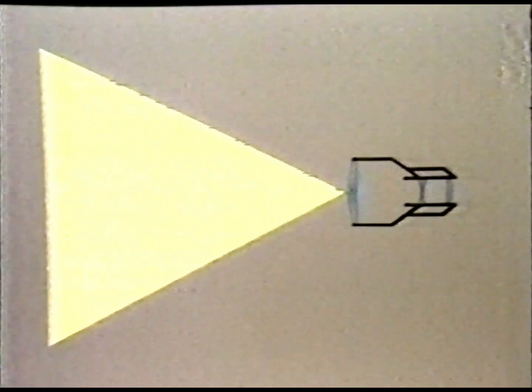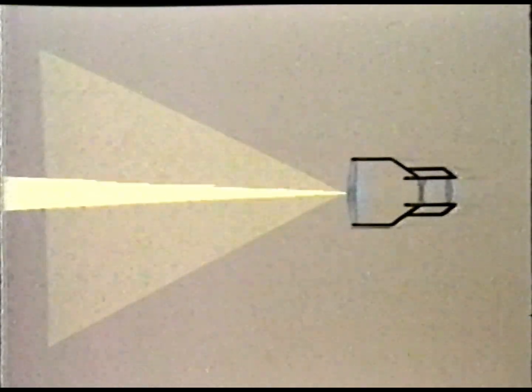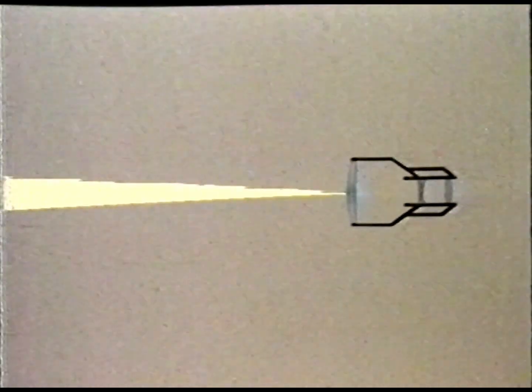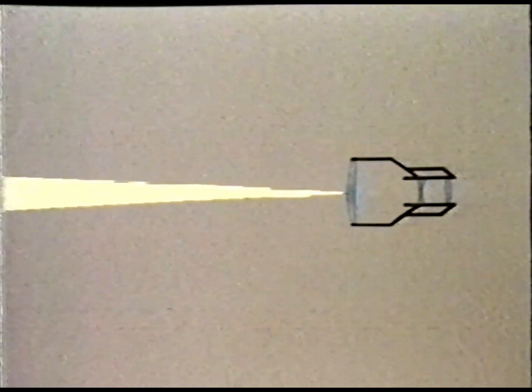Now a lens also has an angle of view related to its focal length. The longer the focal length, the narrower the angle of view. These angles are measured horizontally because that is how we plan.